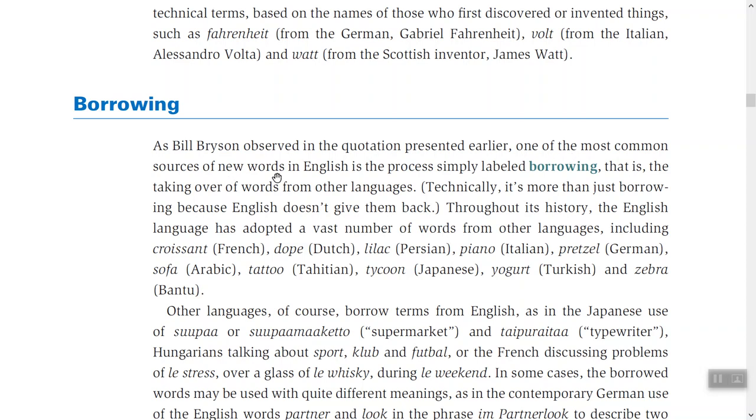One of the most common sources of new words in English is what? It's borrowing. That's the taking over. You take over words from other languages. Okay? Similarly, when you take words from other languages, it's more than just borrowing because English does not give them back. We have so many words. Okay? We have, for example, lilac, piano, Italian.